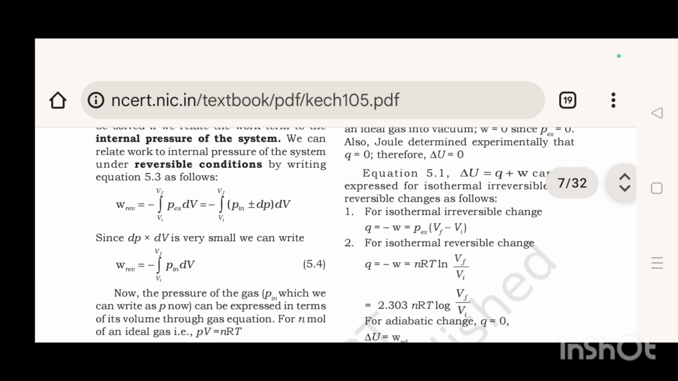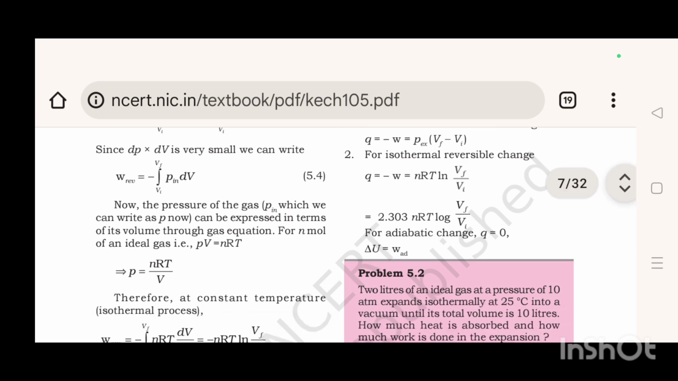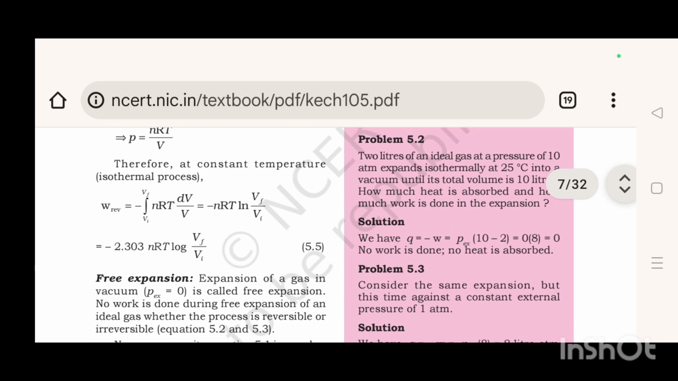Since dP times dV is very small, we can write work reversible equals minus integration V initial to V final P initial dV. Now the pressure of the gas, which we write as P now, can be expressed in terms of its volume through the gas equation, that is PV equals nRT. So P equals nRT upon V. Therefore at constant temperature, W reversible equals minus integration V initial to V final nRT dV upon V, which gives us minus nRT ln V final upon V initial, or minus 2.303 nRT log V final upon V initial.